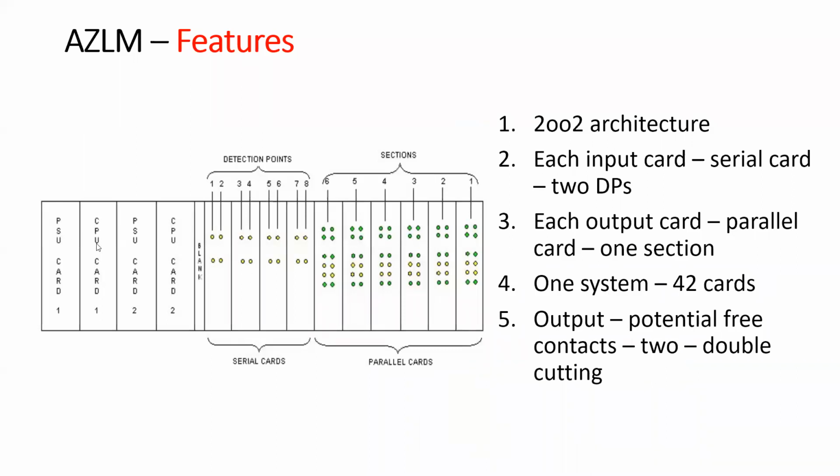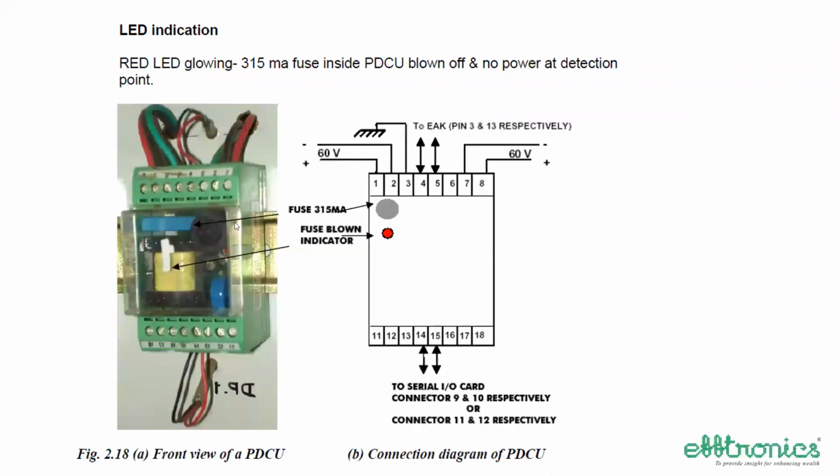Power supply card, CPU card, power supply, CPU. These are the main things. And these are the input and output cards. Detection points and section outputs. This works on 2 wires. Power coupling unit is used here. Power and data are coupled. The unit looks like this.